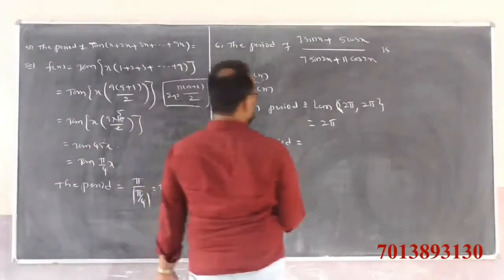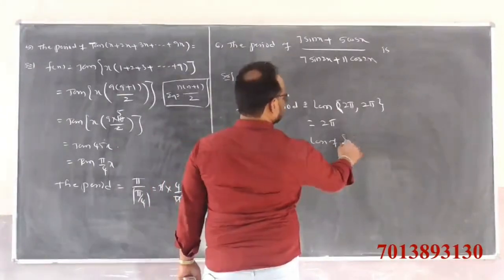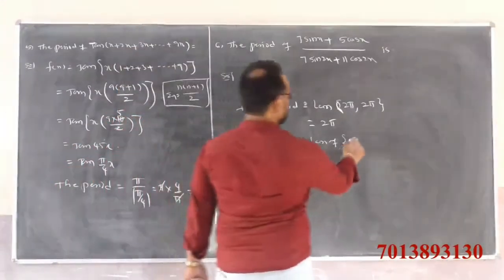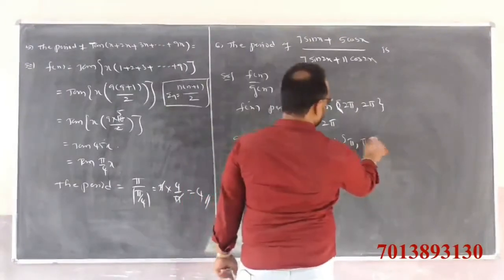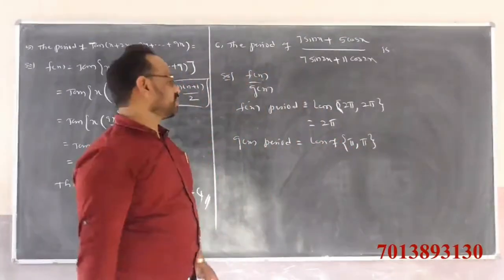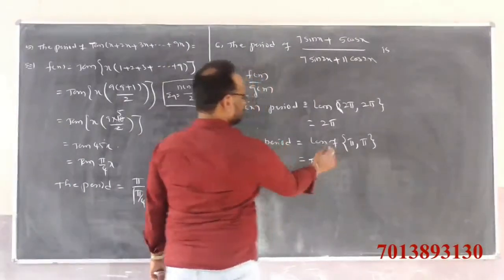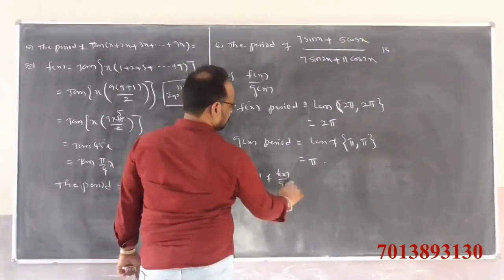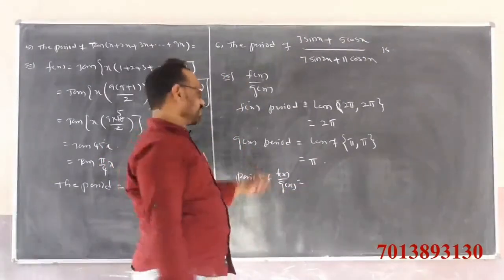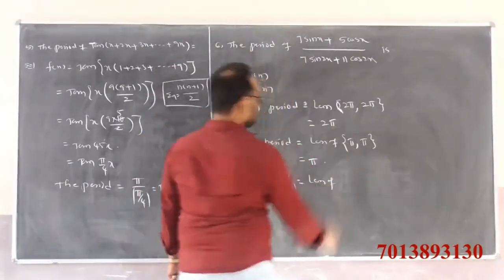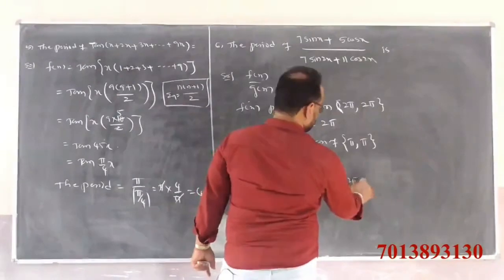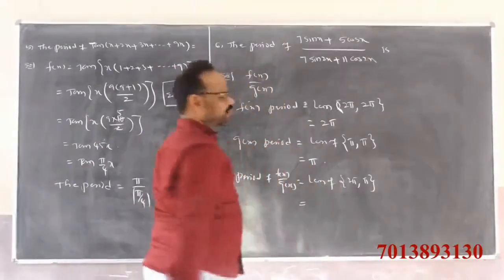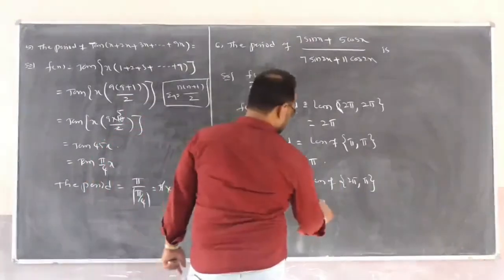Next, g of x period is the LCM of the periods of sin 2x and cos 2x. Sin 2x period is clearly 2 pi by 2, that is pi. Cos 2x period is also pi. Therefore, the period of f of x by g of x is equal to LCM of 2 pi and pi, the LCM of the periods of f of x and g of x. That is clearly 2 pi is the LCM.